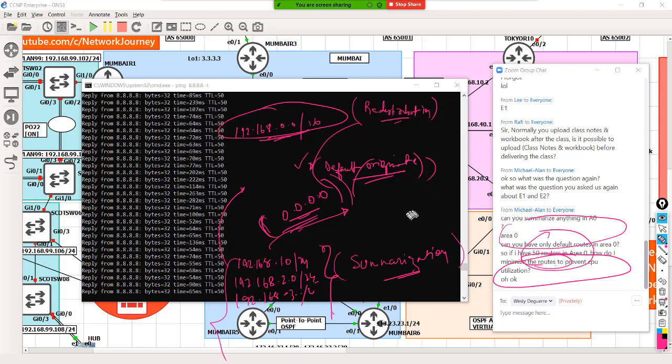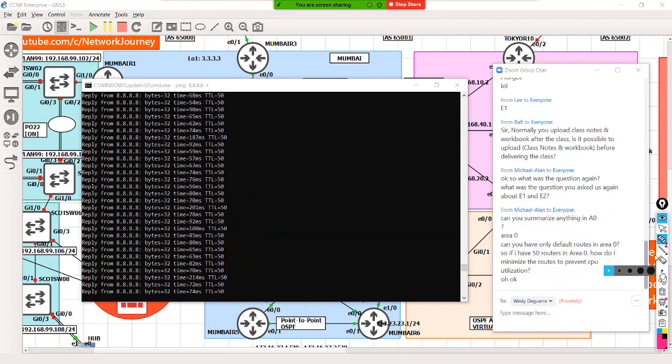The example we discussed in the case of stub, during the default originate scenario, I will show you how it is going to make use of the default route, which is an alternative to redistribution. Default originate is an inbuilt command in OSPF. You don't need to have redistribution. Any other doubt before we wind up?